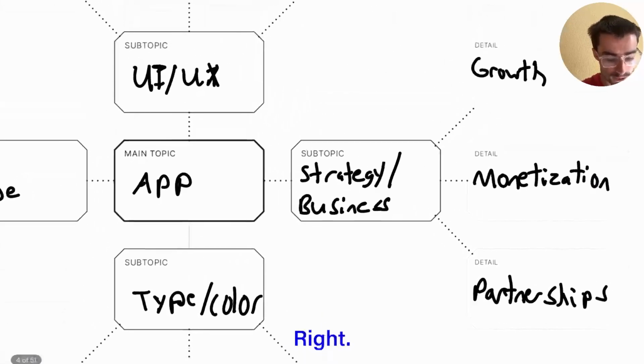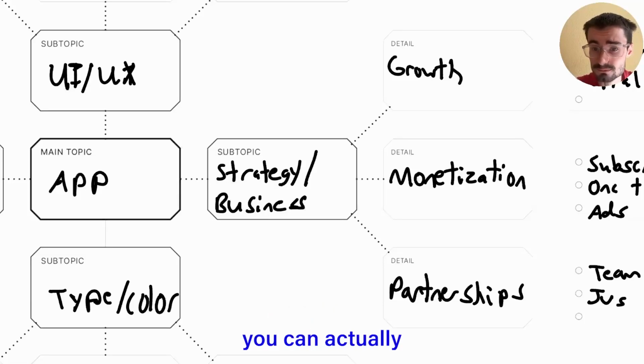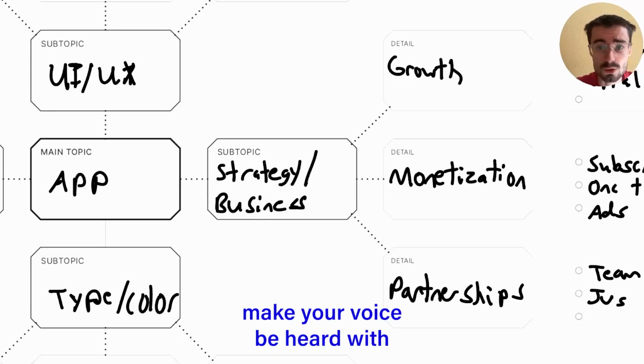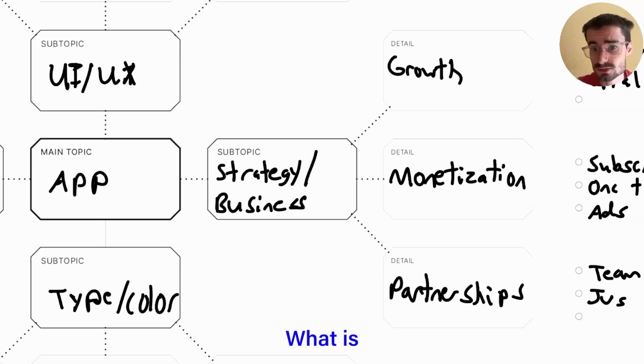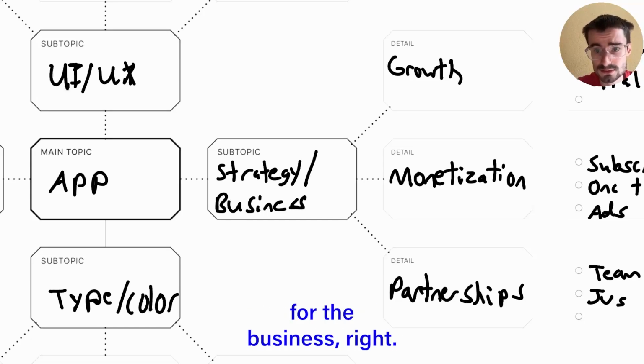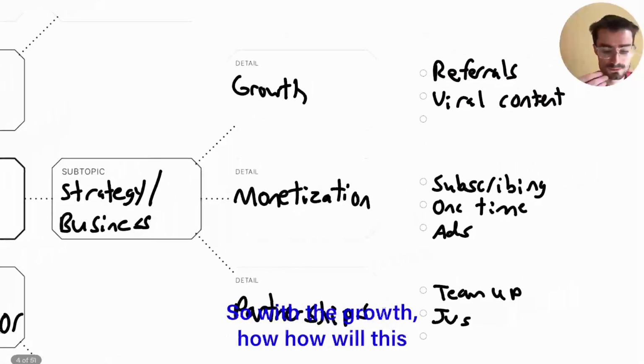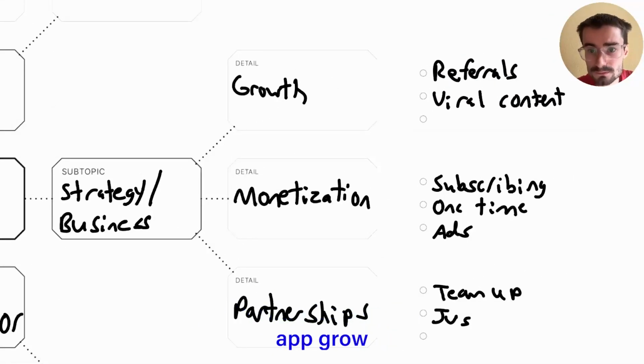Right? So strategy and business. Now this is where you can actually make your voice be heard with what is the overall strategy, what is the business goal, because at the end of the day, you're designing for the business, right? And it's not for some pet project, right? So with the growth, how will this app grow? It's a legitimate question. How will this app grow? Well, the owner says it will be from referrals and viral content.